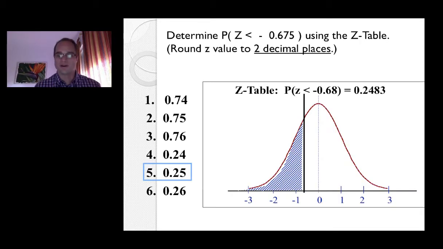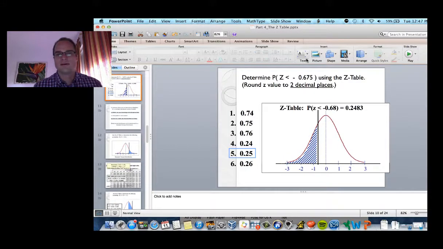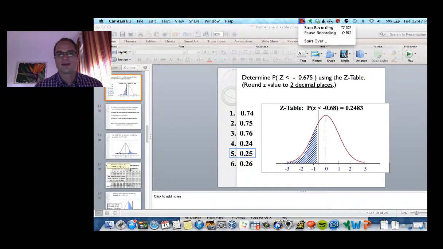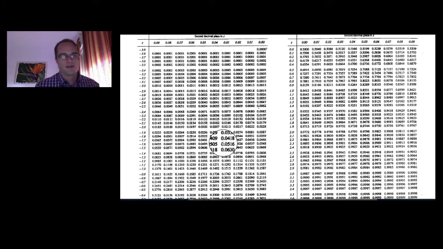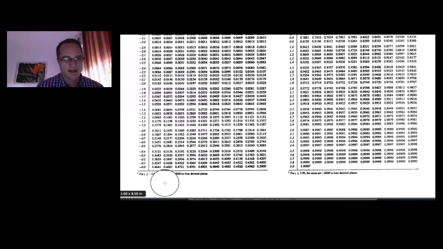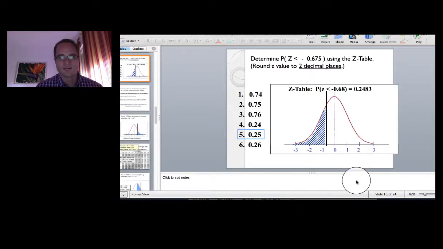I encourage you to go to the z-table to look that up. In fact, let me pause this recording and I'll open up the z-table to take a look. So we're here looking at the z-table now, and if you recall, the last problem asked for the probability that z is less than 0.68. We got an answer of 0.2483.